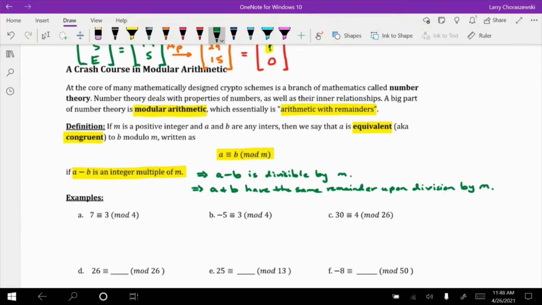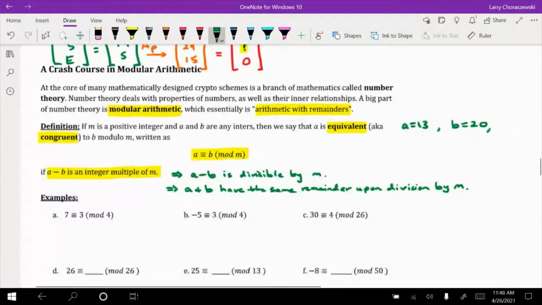Let's say we have a equals 13 and b equals 20, and I'm going to stick with a modulus of 7. I'd like to see what remainder we get when we divide both 13 and 20 by 7. I'm going to go old school with this, so I'll draw the division hut, put 13 in there and 7 out in front, and then do the same setup with b equals 20.